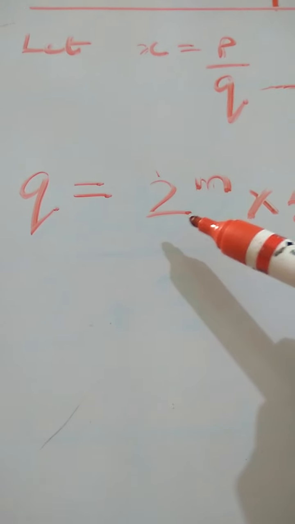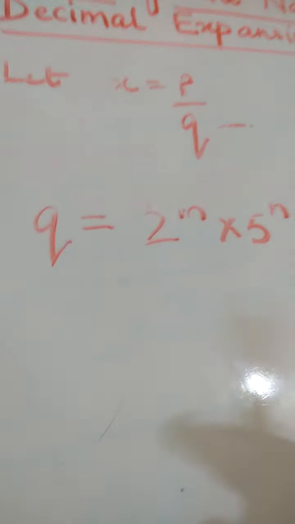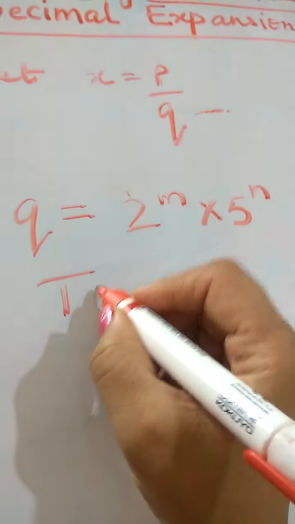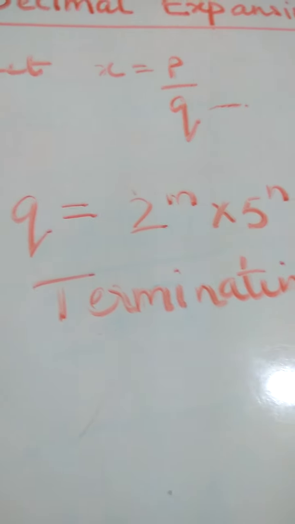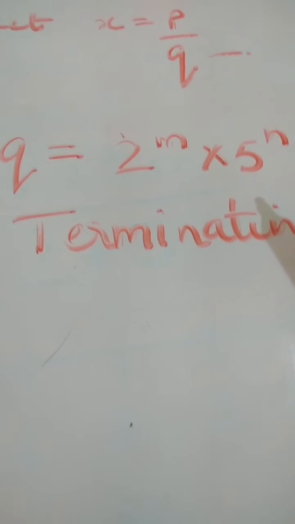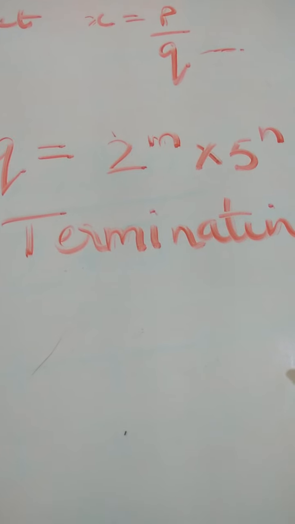If the factors of q can be expressed in the form of 2 to the power m into 5 to the power n, that means if the factors of q contain 2's and 5's, or only 2's, or only 5's, then we will say that the decimal expansion is terminating. If it has any other prime factor other than 2 and 5, then it will be a non-terminating repeating decimal expansion.